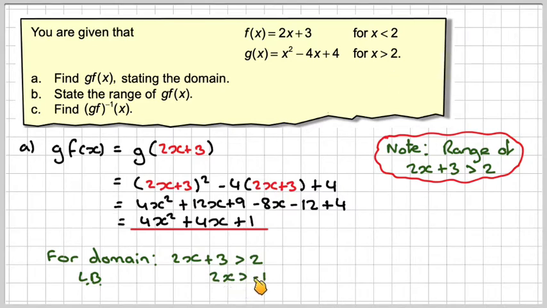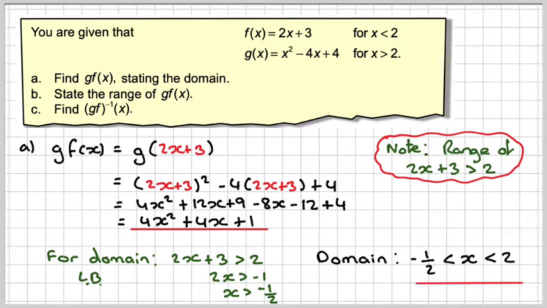So that means 2x is greater than minus 1. x is greater than minus 1/2. So the domain of this will be x is greater than minus 1/2, and the upper bound will be this here, less than 2.